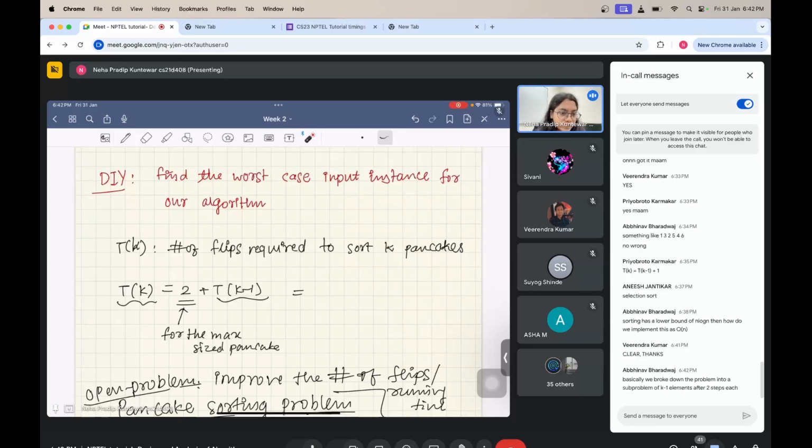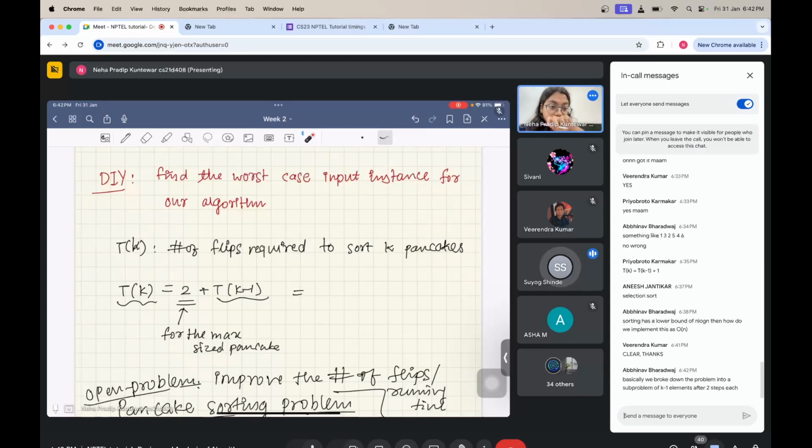Abhinav has a question: sorting has a lower bound of n log n, so how do we implement this as order n? Like I said earlier, this is not an array data structure. The data structure and the operations we are dealing with are entirely different, and that's why you have different bounds. The other thing is that the n log n bound only holds for comparison based sorts. There could be very different sorting algorithms that do something other than comparison. So the whole idea is that you have a different data structure and different operations. Does that make sense?